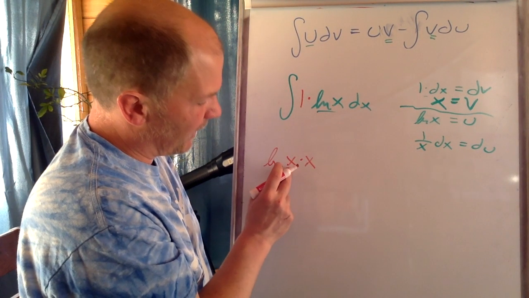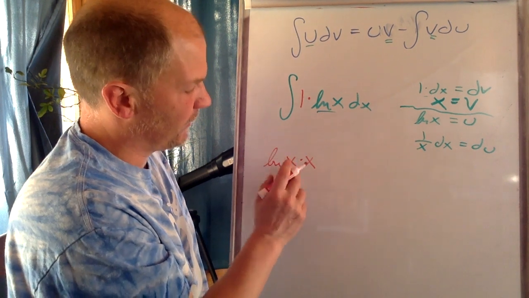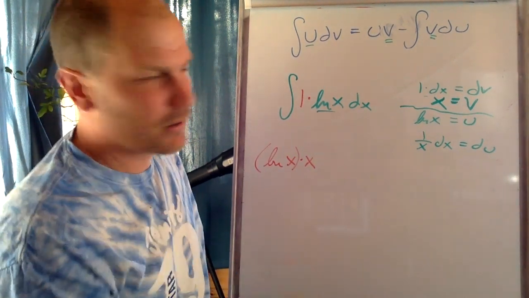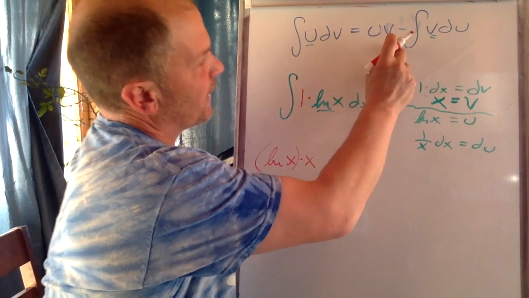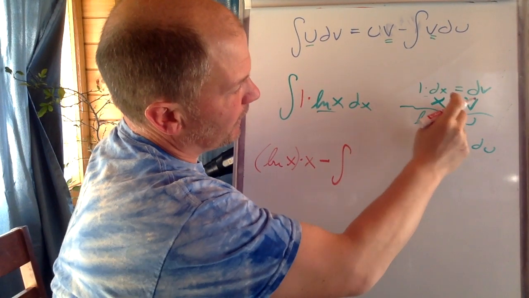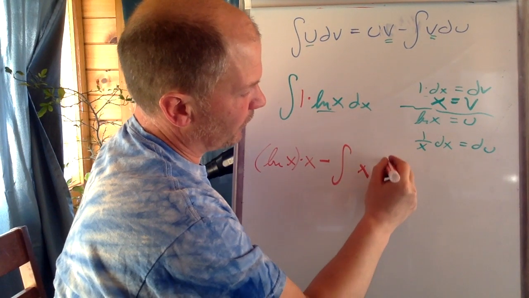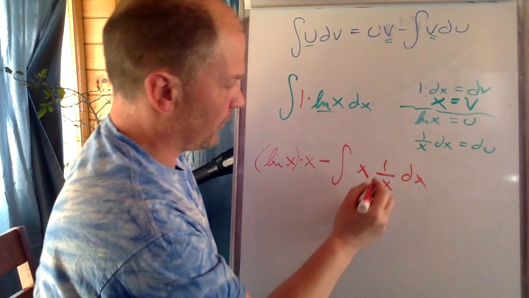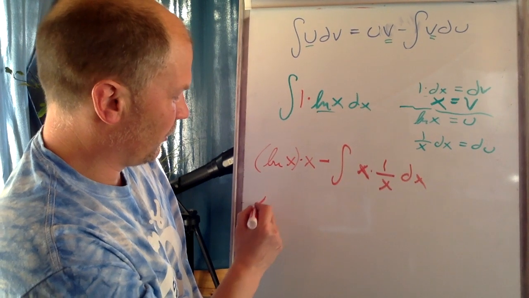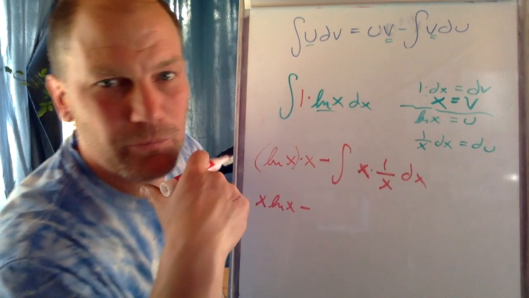And I need to be a little careful here. This is ln of x times x, not the ln of x squared. So let's put that in parentheses just so that we're clear on that. That's that part, minus the integral of v, which is x, times du, which is 1 over x dx. All right, so I'm going to rewrite this to look a little nicer: x ln x minus the integral of x times 1 over x.